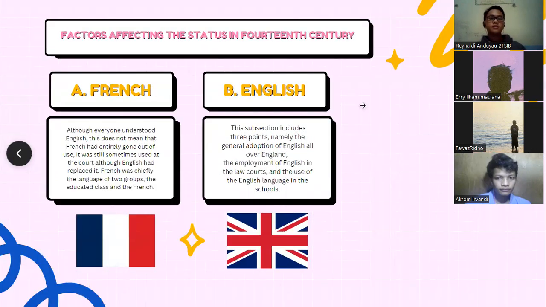Factors affecting the status in the 14th century. A. French. Although everyone understood English, this does not mean that French had entirely gone out of use. It was still sometimes used at court, although English had replaced it. French was simply the language of two groups, the educated class and the court.